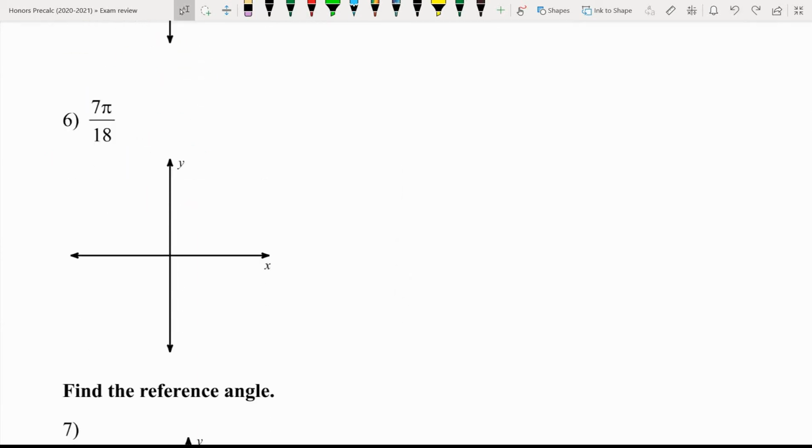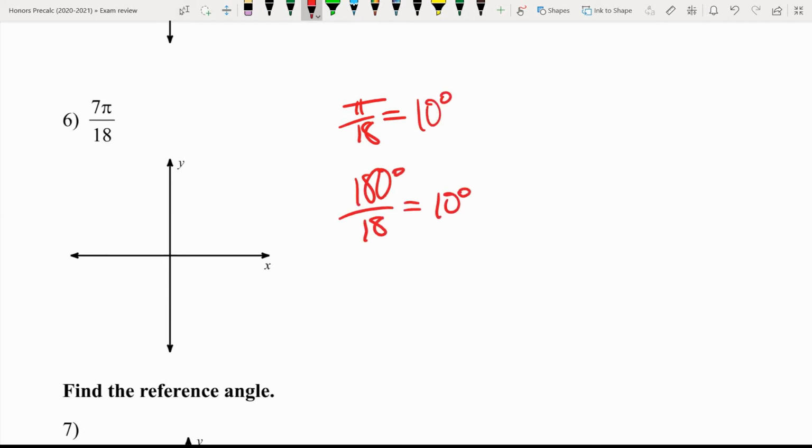7 pi over 18. Graphing this one. Now there's a little trick here, because it turns out pi over 18 is, if you think about pi, that's 180 degrees over 18. That's 10 degrees. Pi over 18 is 10 degrees. So when I say 7 pi over 18, I'm really saying 7 pi over 18s, which is 70 degrees. So sometimes it's easy to make a quick conversion there. 70 degrees is about right here. So that's our 7 pi over 18.